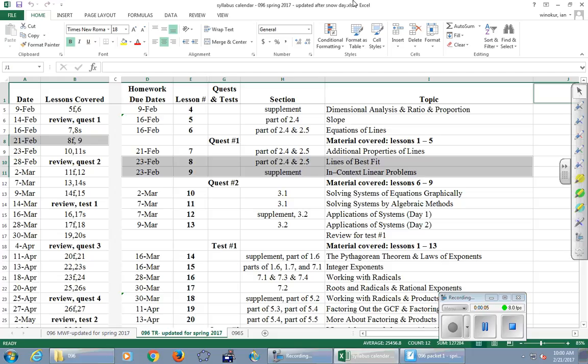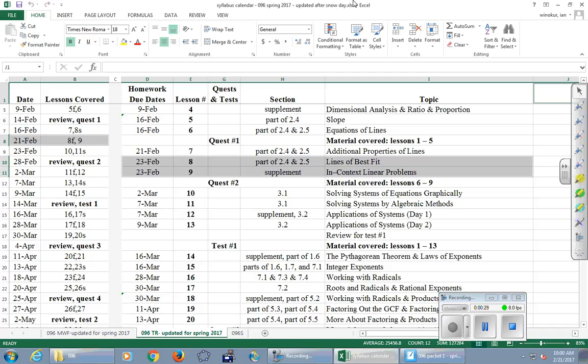Today, February 21st, we are finishing lesson 8 and doing all of lesson 9. So we'll just remind you, lesson 8 is highlighted in this top row here, lines of best fit. We did the demo for this last time. The example was about deaths due to car accidents and what percentage of those deaths were attributed to drunk driving. That was the example that we talked about last time.